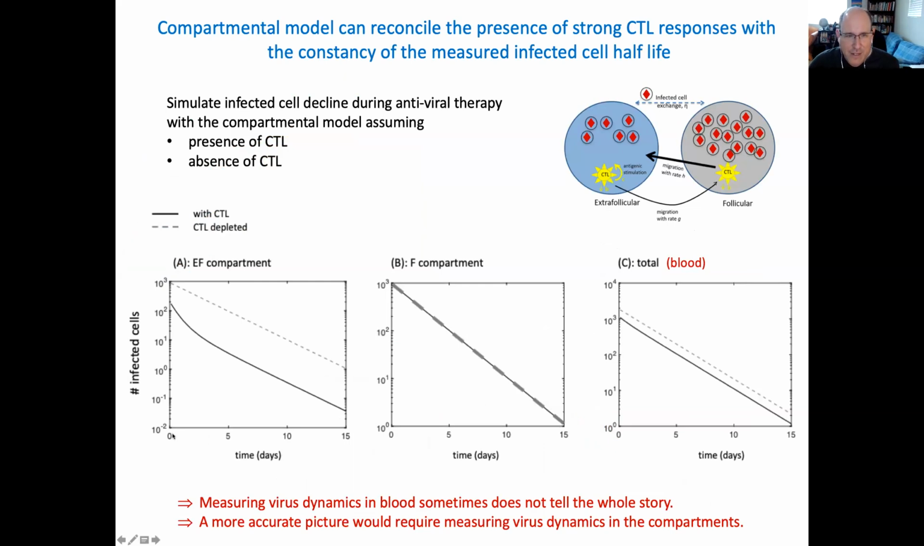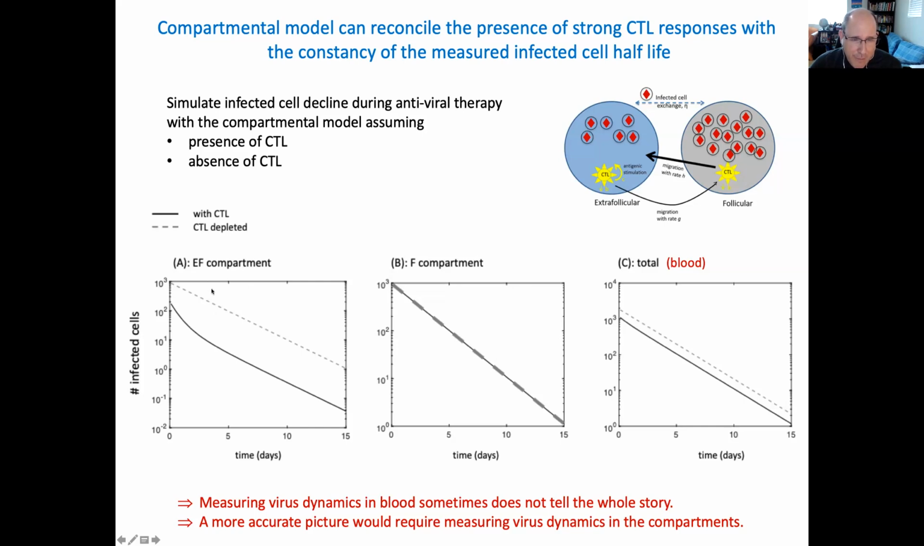And indeed we can, because of the compartmentalization, we think, you don't see a difference between CTL-depleted animals and animals that have CTL. And so we made simulations. The solid line is a simulation with CTL present. The dashed line is a simulation with CTL depleted. And this is the dynamics that occur in the EF compartment, in the F compartment, and then the sum of the two, which is most likely to be in blood, which is what is being measured in clinical data.